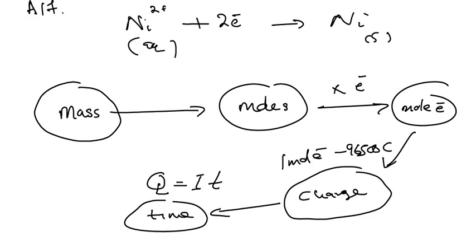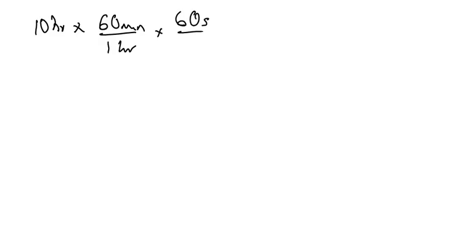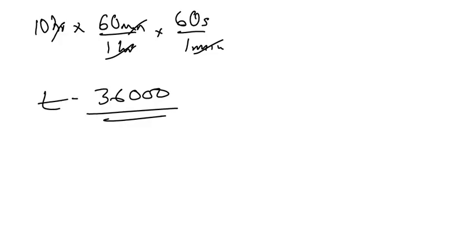Now, this question has been phrased in a reverse manner. Time has been given. The time is 10 hours, right? So you convert the 10 hours to seconds. We know 60 minutes gives us an hour, and 60 seconds gives us 1 minute. I want to cancel the minute and cancel the hour to remain with seconds only. So this is going to give us 36,000 seconds, which is the time that we are having in seconds.